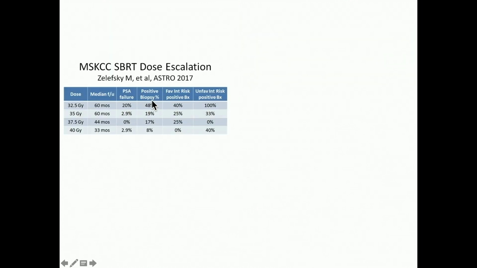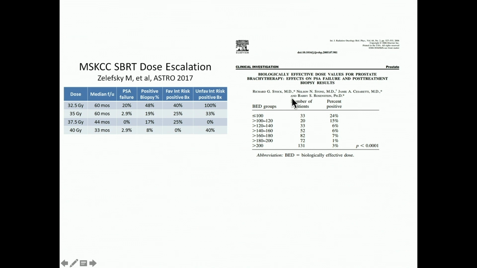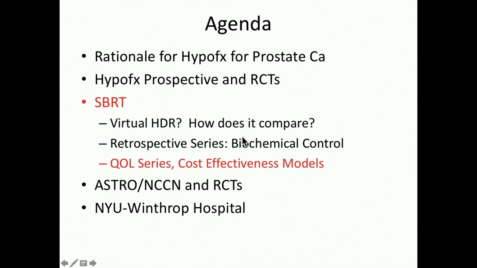Something that's interesting to me is if you look at this data, it reminds me very much of what Dr. Stock and Stone looked at 14 years ago in the Red Journal, which is not surprising. As you increase the dose that's employed, you decrease the positive biopsy rates. And some of this literature might be quite interesting to compare to try to derive a true alpha-beta ratio.